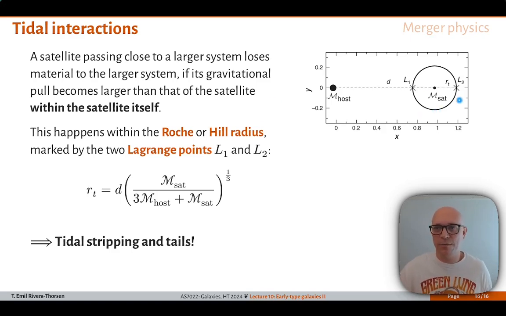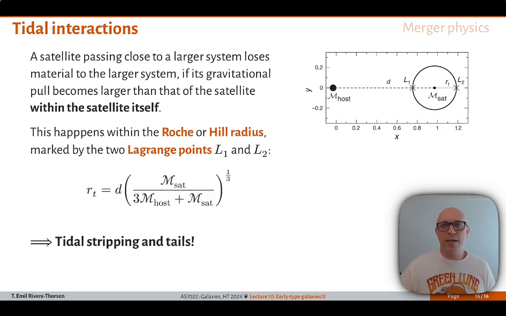If we look at the figure over here, we can see that we have a satellite and we have a larger mass host. So if the gravitational pull of the host becomes larger than the gravitational pull of the satellite inside of the satellite itself, then the host can start pulling material off the satellite and onto itself. The point where these two gravitational pulls are equal is called the Roche limit, or the Roche radius, or the Hill radius, and it is marked by the two Lagrange points L1 and L2.